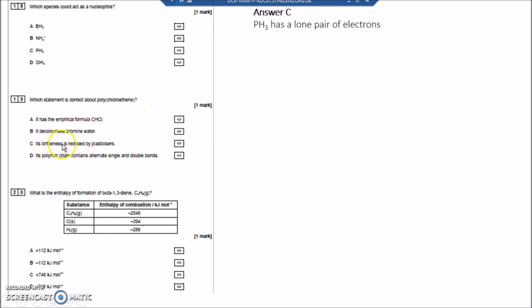It's got single bonds. Its brittleness is reduced. In other words, brittleness reduced. Brittle means it's going to snap. Its snap is reduced. So it's stopped snapping with plasticizers. That's true. Plasticizers soften a polymer. They're used to soften a polymer.